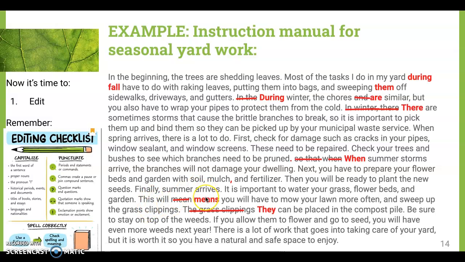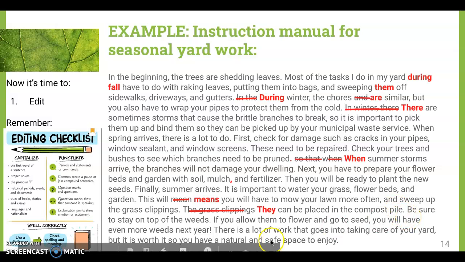This will mean, and actually I'm saying I should write this means. I should have crossed out the will as well. This means you will have to mow, because I don't want to say will 2 times, your lawn more often, and sweep up the grass clippings. Instead of saying the grass clippings right after I just said it, I can say they. They can be placed in the compost pile.